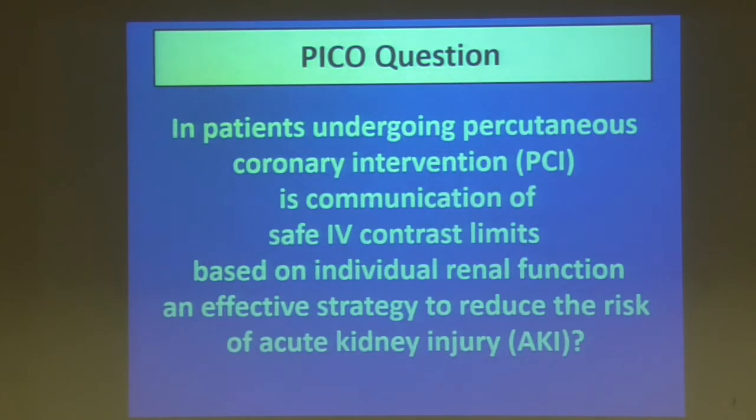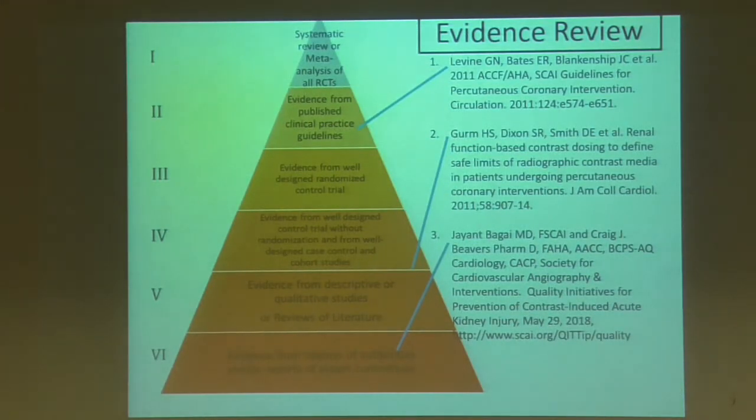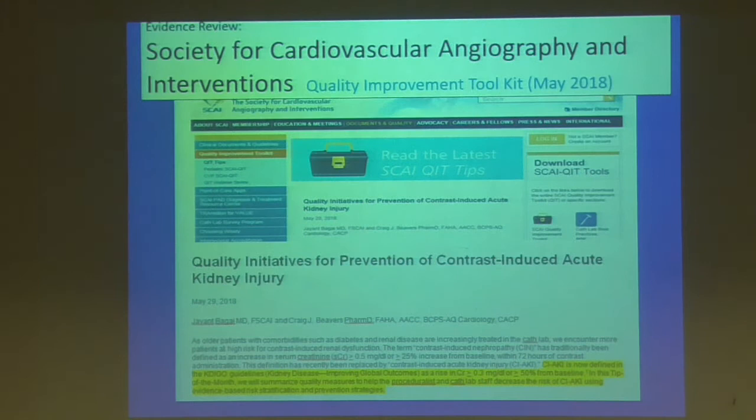As we started out with our scientific inquiry, we were guided by this PICO question. In patients undergoing percutaneous coronary intervention, is communication of safe IV contrast limits based on individual renal function an effective strategy to reduce the risk of acute kidney injury? We reviewed the published literature and evaluated the strength of the evidence, and these are some of the selected sources of evidence that I'll present.